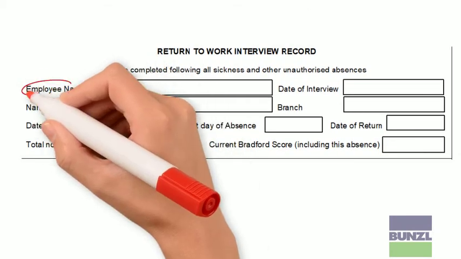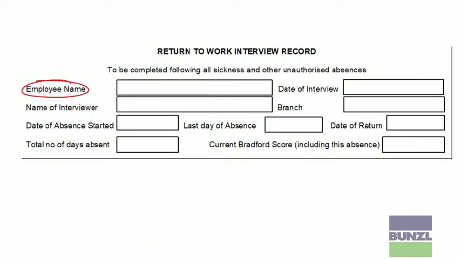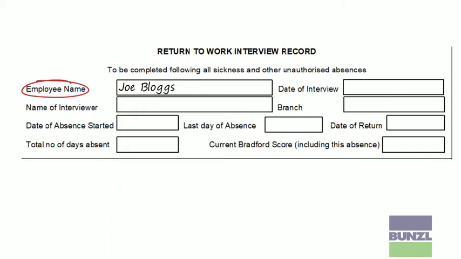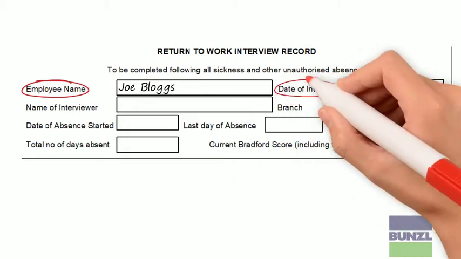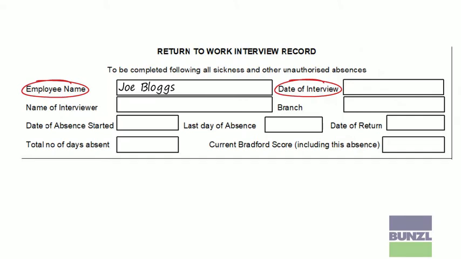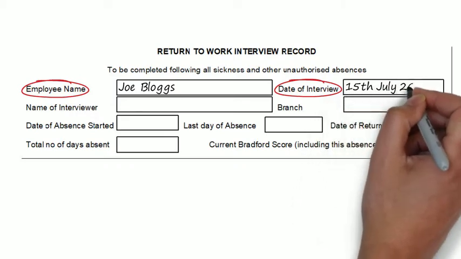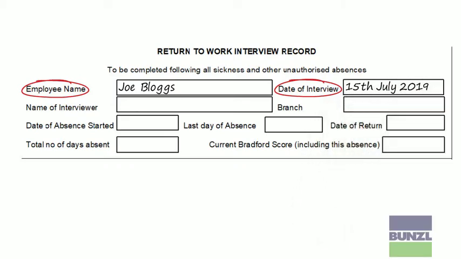Employee name. The first name and surname of the employee you are carrying out the return to work interview with needs to go here. For example, Joe Bloggs. Date of interview. This form should always be completed on the first day that the employee returns to the business. The full date this is carried out, including the year, is entered here.